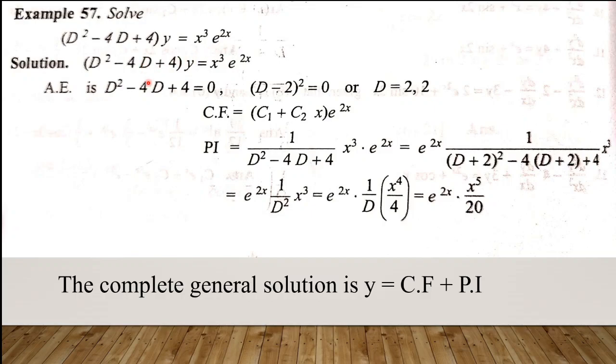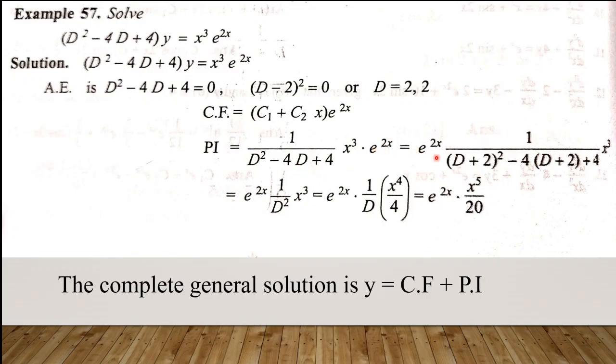Okay, the operator form is given. Complementary function: the roots are repeated, so c1 plus c2 x, e to the power 2x taken common. It is a product, and out of the terms present in the product, one of them is exponential and the other term is polynomial. So what is the exponential's work? Take out the exponential term outside, and replace every d by d plus a. What is a here? 2.